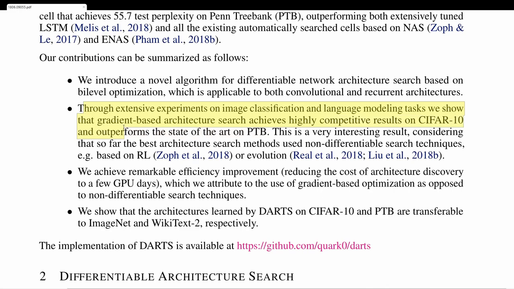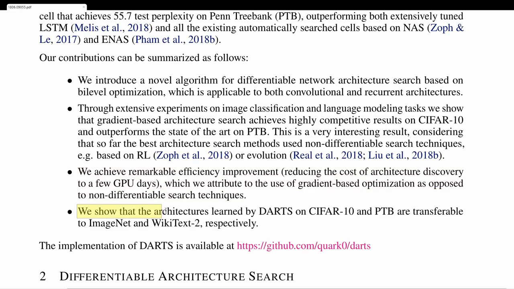This is a very interesting result considering that so far the best architecture search methods use non-differentiable search techniques, for example based on RL or evolution. We achieve remarkable efficiency improvement, reducing the cost of architecture discovery to a few GPU days, which we attribute to the use of gradient-based optimization as opposed to non-differentiable search techniques.